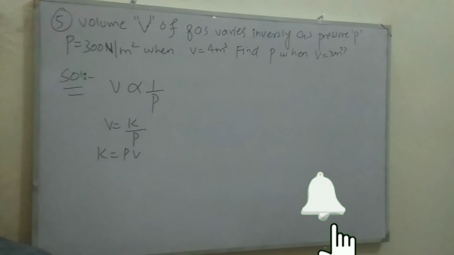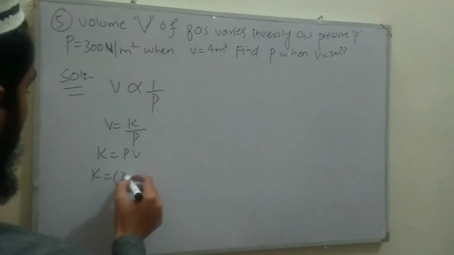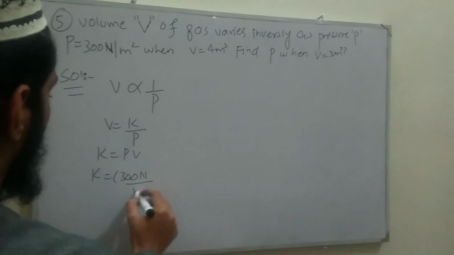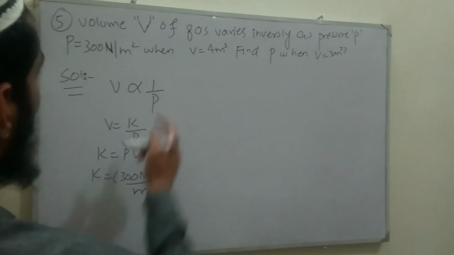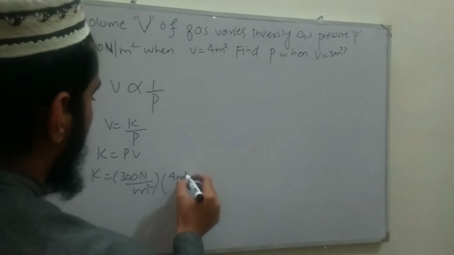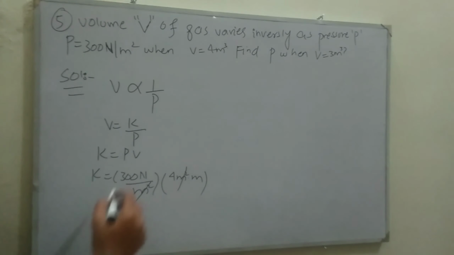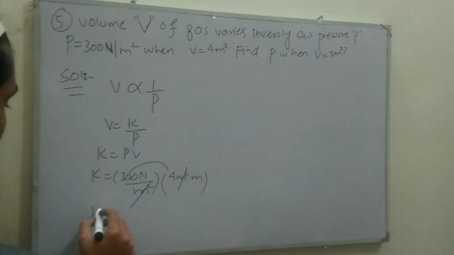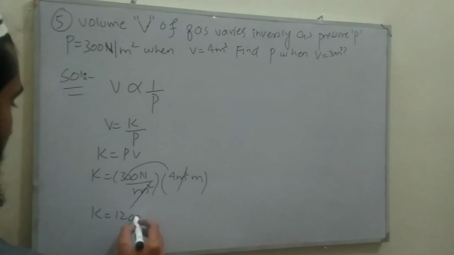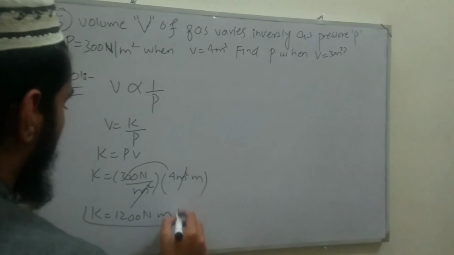The pressure is 300 Newton per meter square. So put here 300 Newton per meter square multiplying the volume, which is 4 meter cube. 4 meter cube can be written as meter square dot meter. So meter square we can cancel with meter square. So we are left with 300 multiply 4, which gives us 1200 Newton meter. This is the constant of the variation.